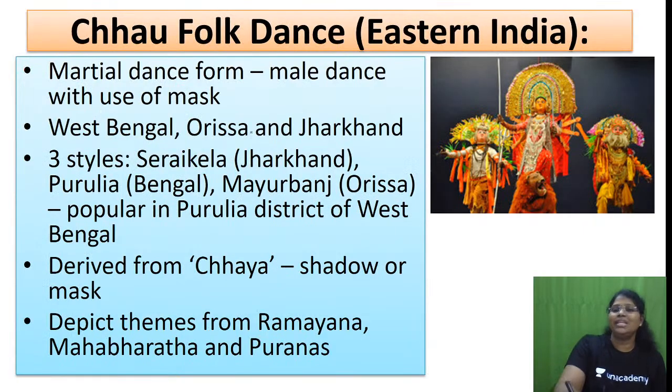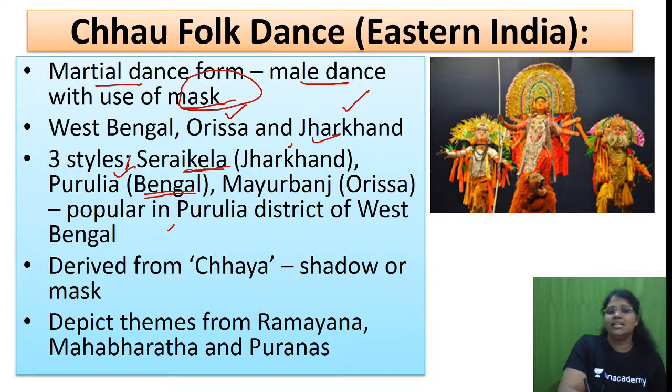Next is Chhau. Of course, you know, East Indian. Just now we have discussed this. It is a combination of tribal, folk and martial dance forms. Male dance with the use of a mask. What is the region? Did I say Saraikela in Jharkhand, Odisha? See, Saraikela, Jharkhand, Purulia district in West Bengal, Mayurbhanj in Odisha.